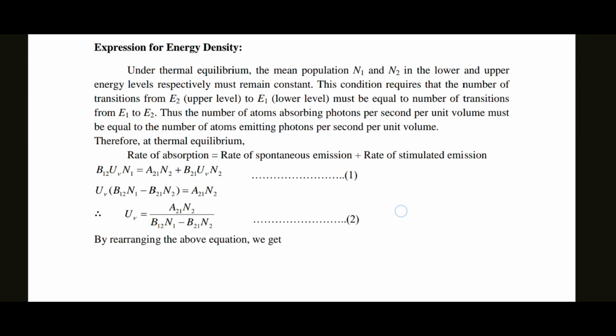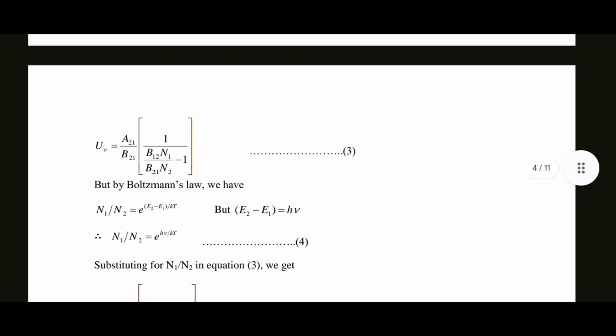B12 U nu N1 equals A21 N2 plus B21 U nu N2. So U nu times (B12 N1 minus B21 N2) is equal to A21 N2. U nu is equal to A21 N2 divided by (B12 N1 minus B21 N2). By rearranging the above equation, we get U nu is equal to A21 by B21 times 1 by (B12 N1 by B21 N2 minus 1).